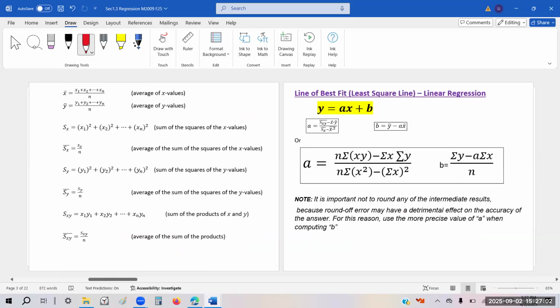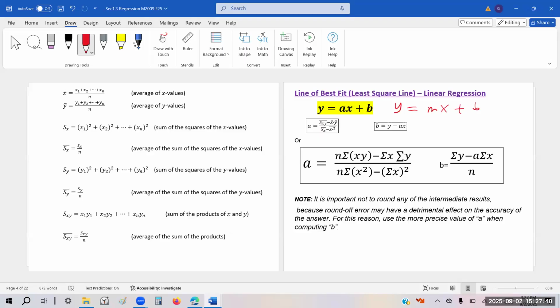Now, ignore all of this. Now, the line I was drawing, the red line, our goal is to find out the equation for that. To find the equation, we know every line is y equals mx plus b. This is the format for any line in slope-intercept form. For regression, they don't like to use m, they like to use a instead of the slope. So it's y equals ax plus b.